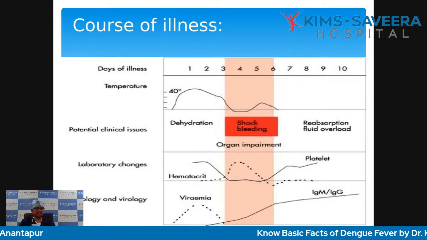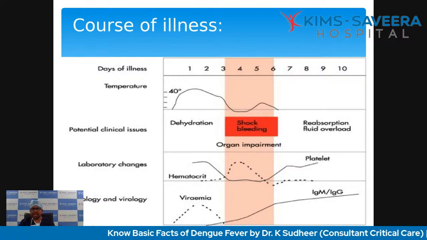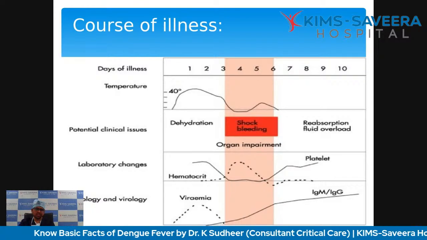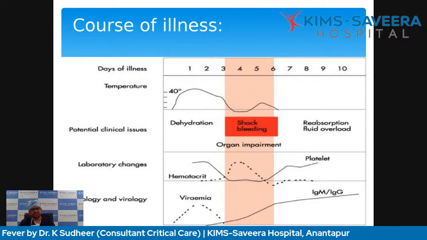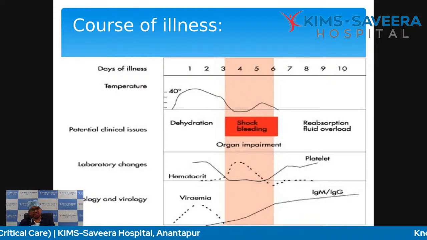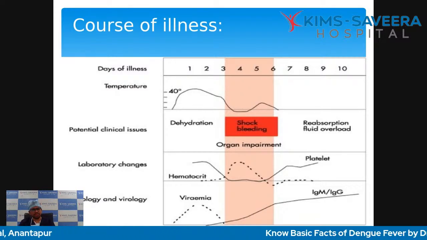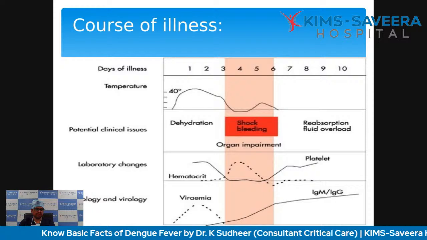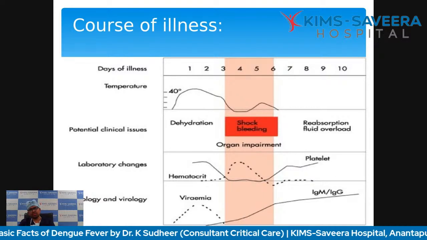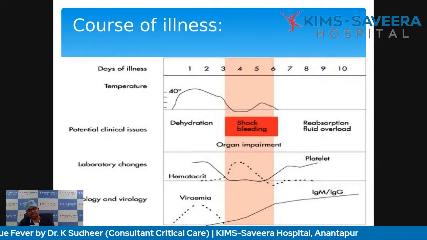As for laboratory changes, your platelets and everything will be normal in the first 2 to 3 days, and your hematocrit will be normal. After that, from the third day to the sixth day, all the changes will occur. Usually, the platelet count will fall from the third to fourth day. It will keep going down, usually taking around 4 to 6 days, and it may extend up to 10 days also.